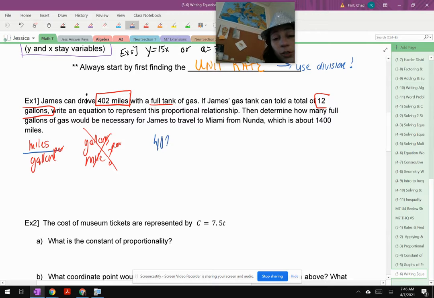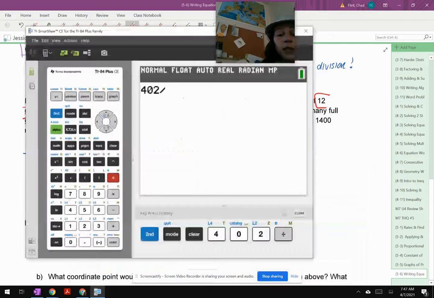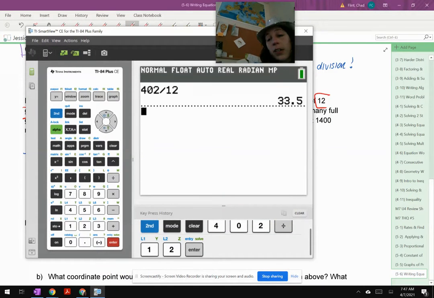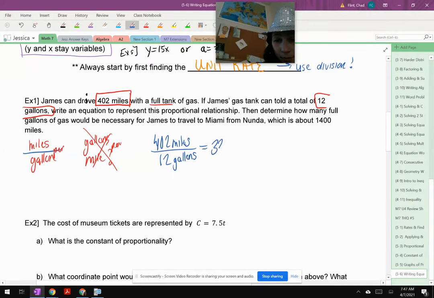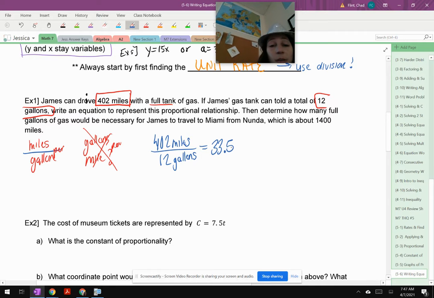So 402 miles divided by 12 gallons. That's where you can go to your handy dandy calculator. 402 divided by 12 is 33.5. This is why we set the labels up, because now you have that already set up and don't have to think about it. 33.5 miles per gallon.